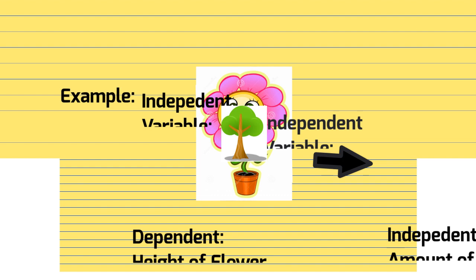Sunlight is one of the independent variables since it will affect the growth of the flower. This is the same for the shade and the amount of water. These variables can be manipulated, for example, pouring more water or moving the flower out of the sun. It will change the growth of the flower.